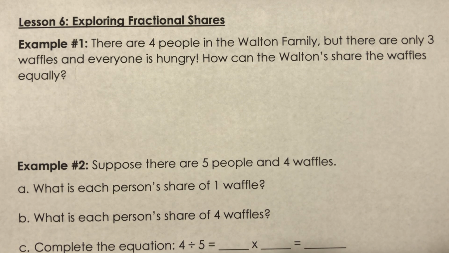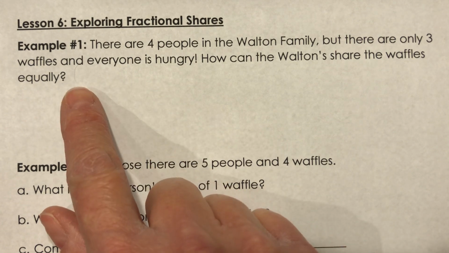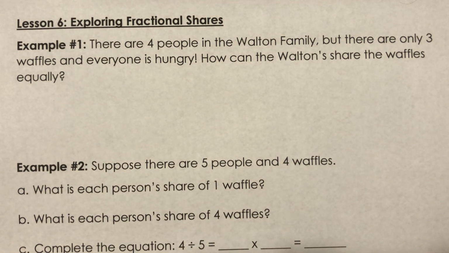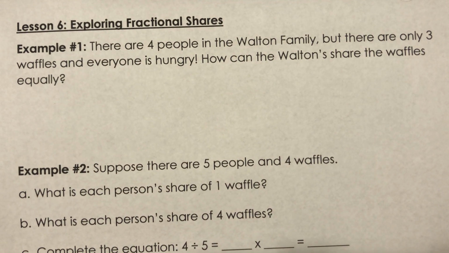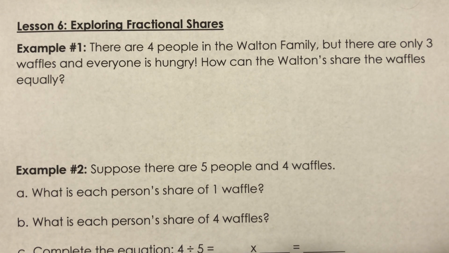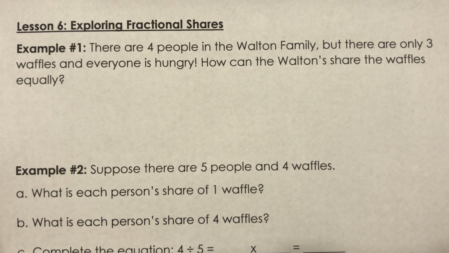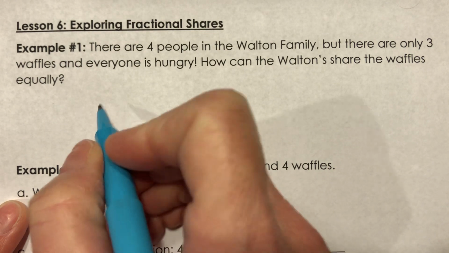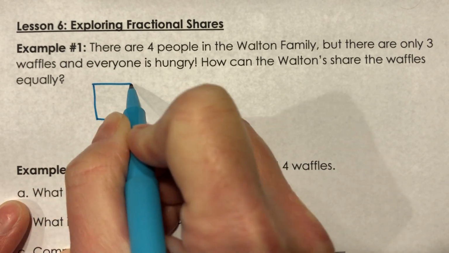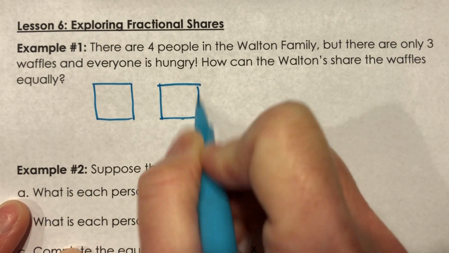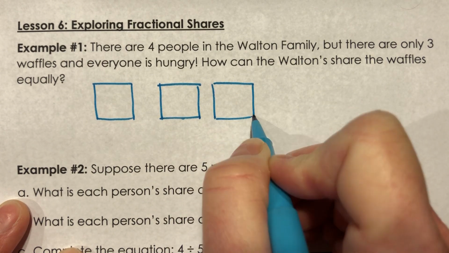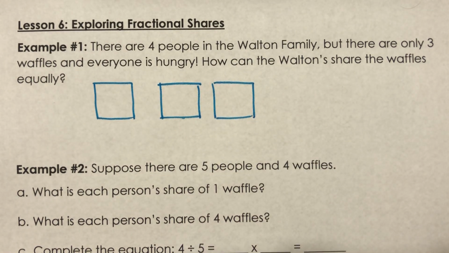I'm guessing that we're seeing that this is not multiplication anymore, right? Because we're going to be sharing some things equally. That means we're going to be dividing some things up. So hopefully you see that this is a little introduction to division today. So 4 people in the family, 3 waffles. So what we're going to do is we're going to draw out these 3 waffles. Okay, I'm going to make mine square. 1, 2, 3. So there are the 3 waffles, right?